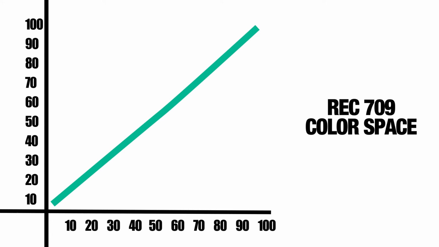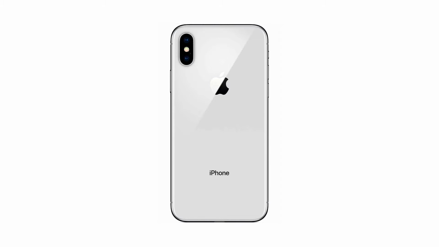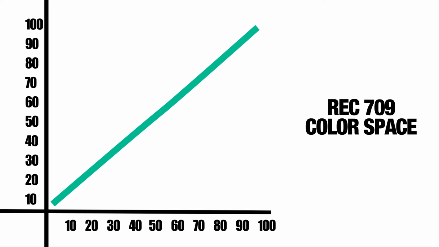Rec 709 is the color space that your monitors display. Rec 709 is the color space all of your video cameras record in. It's what your iPhone records in. It's what your studio cameras record in. It's what your security cameras record in. It's how that color is represented. Now this linear line represents Rec 709 color space.